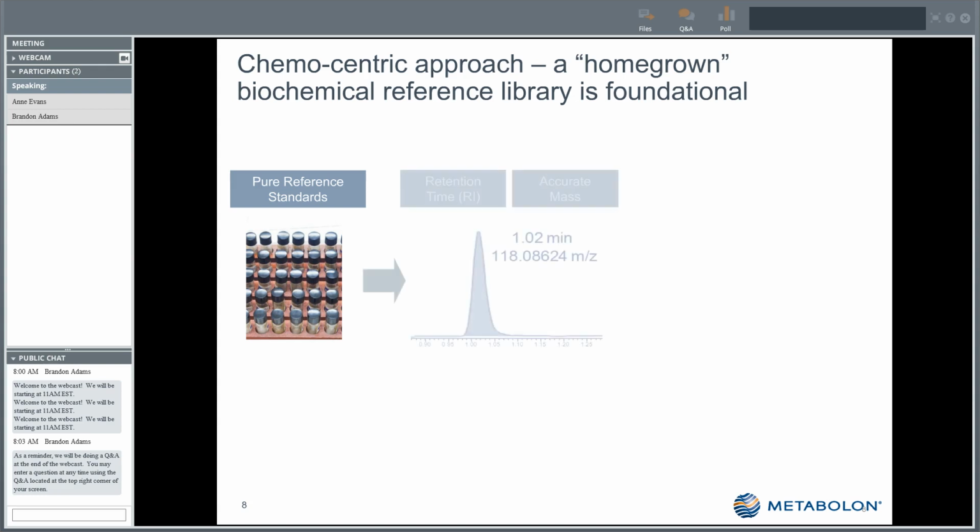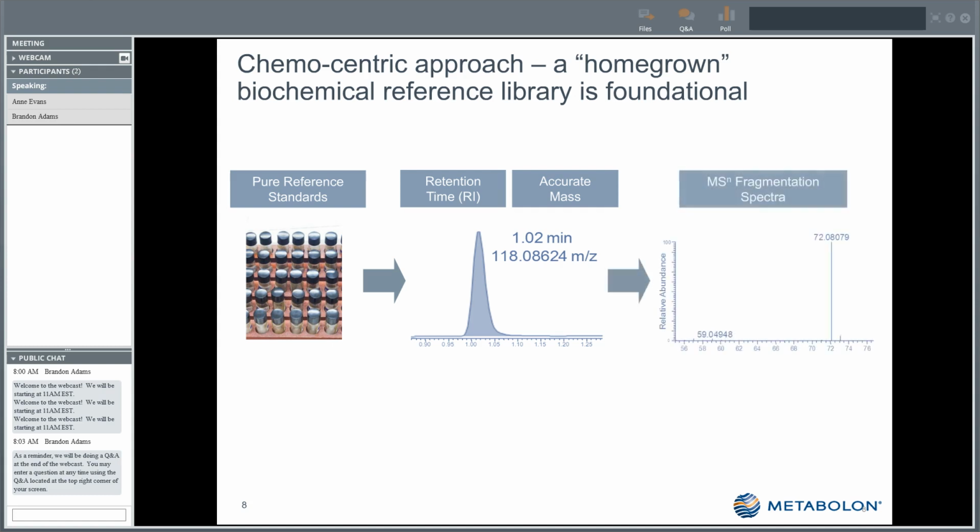We take all of those standards and run them on the analytical platform, and we document the exact characteristics of that authentic standard on the platform. We'll document the retention time of that analyte. We'll document the mass of that analyte, including all of the ions and additional features that it produces. And in addition to that, we also collect the fragmentation spectrum.